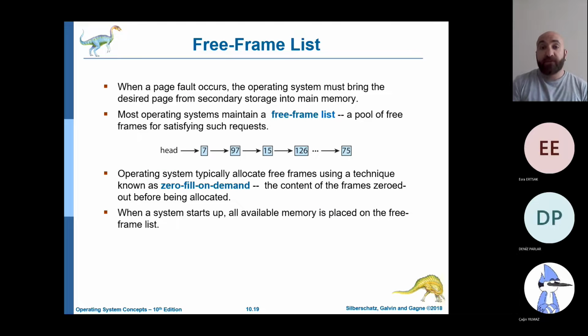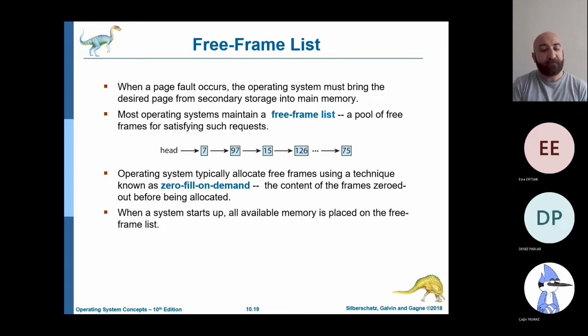When a page fault occurs, the operating system must bring the desired page from secondary storage into main memory. So actually, that's the theory. To resolve the page faults, most operating systems maintain a free frame list, a pool of free frames for satisfying such requests. So I have to know whether there is a free frame or not, because I'm going to bring some page from secondary storage to memory. So I have to find a free frame to copy that information.